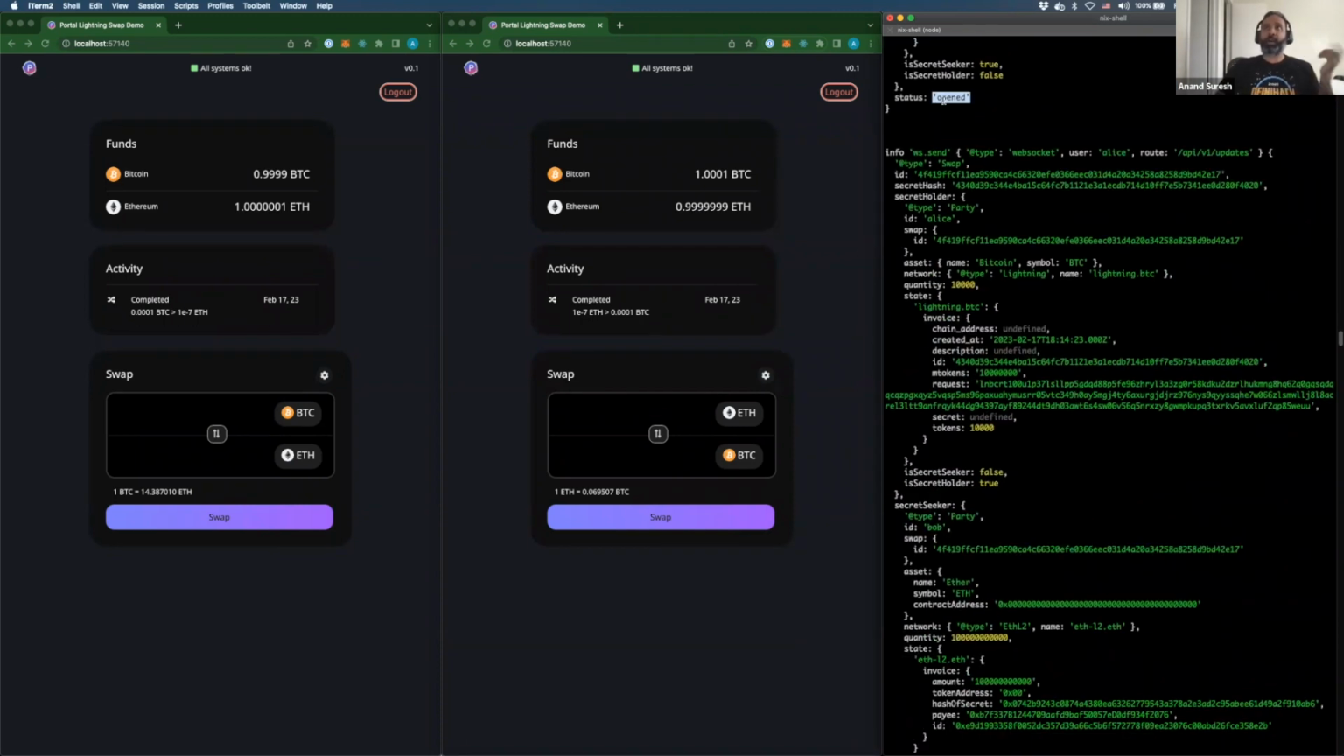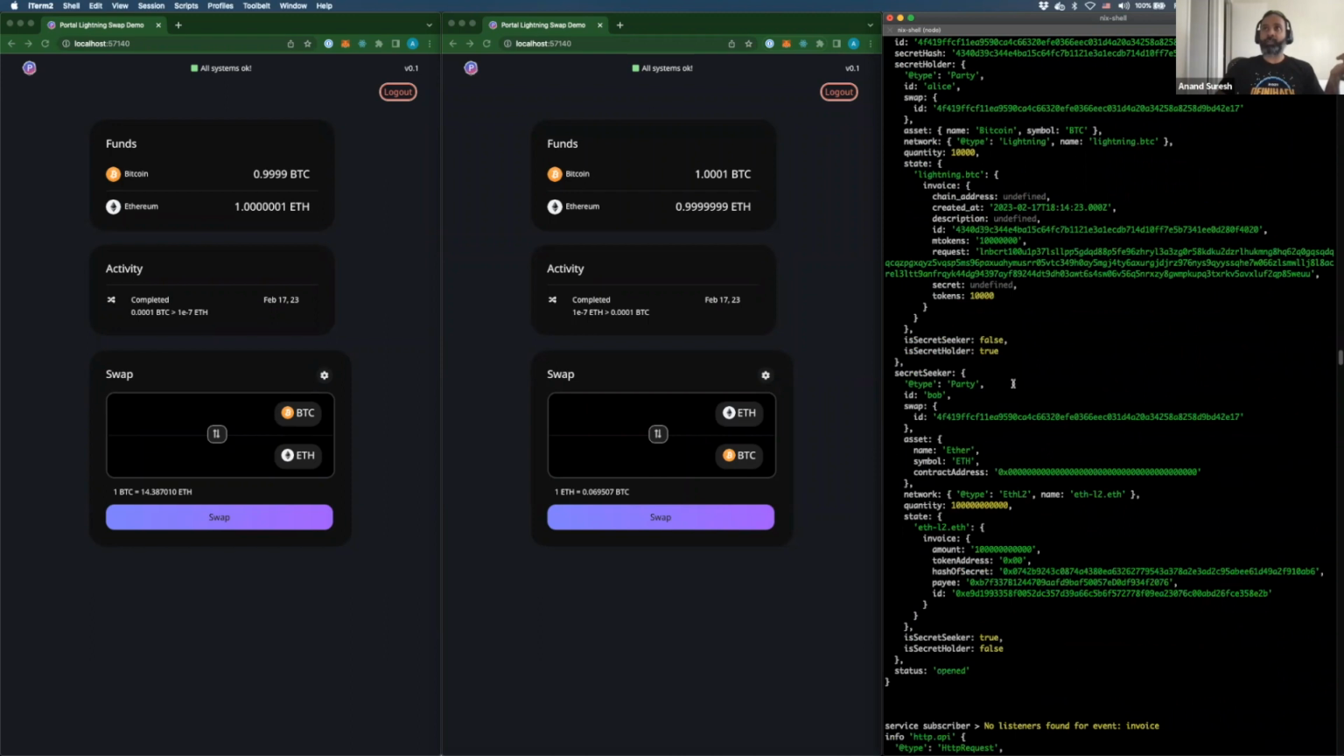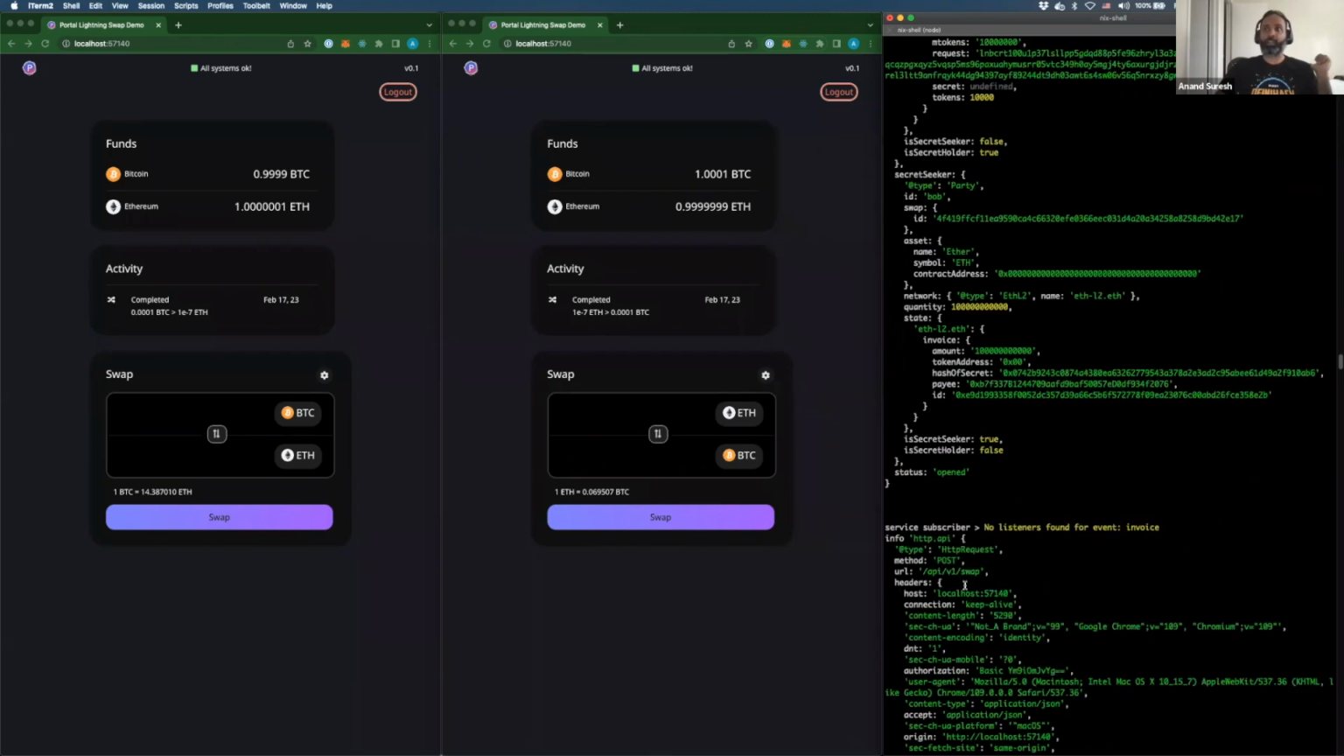Once again, because the swap has now moved into the open state, both parties have now called open. So now the swap is opened, and that causes another broadcast. Both Alice and Bob receive the updated swap in the open state. So they both now know what the invoice is.